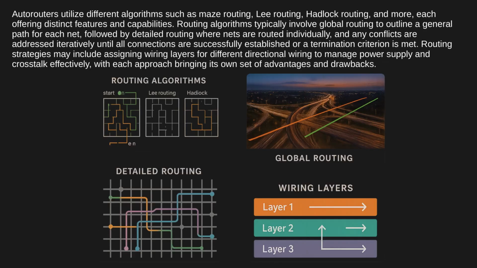Autorouters utilize different algorithms such as maze routing, Lee routing, Hadlock routing, and more, each offering distinct features and capabilities. Routing algorithms typically involve global routing to outline a general path for each net, followed by detailed routing where nets are routed individually, and any conflicts are addressed iteratively until all connections are successfully established or a termination criterion is met. Routing strategies may include assigning wiring layers for different directional wiring to manage power supply and crosstalk effectively, with each approach bringing its own set of advantages and drawbacks.